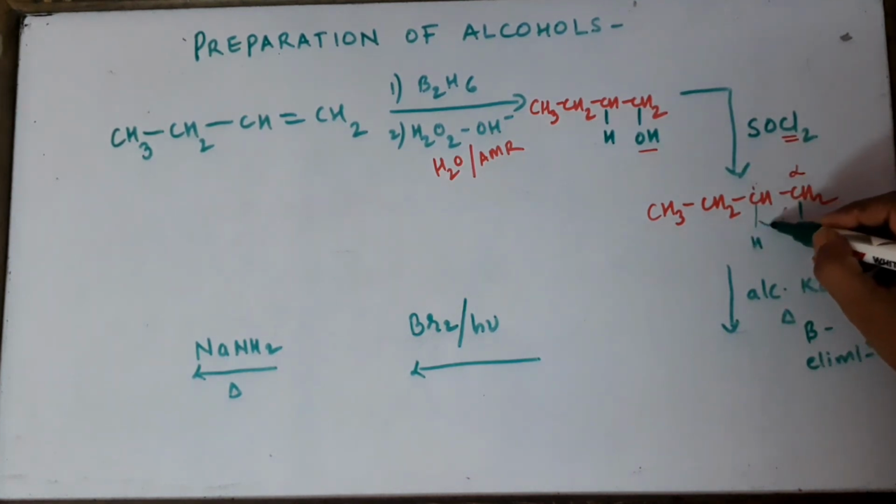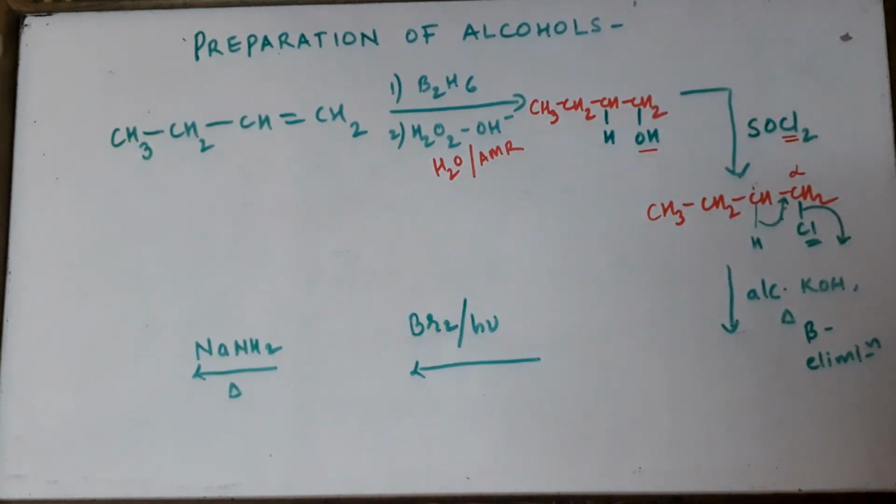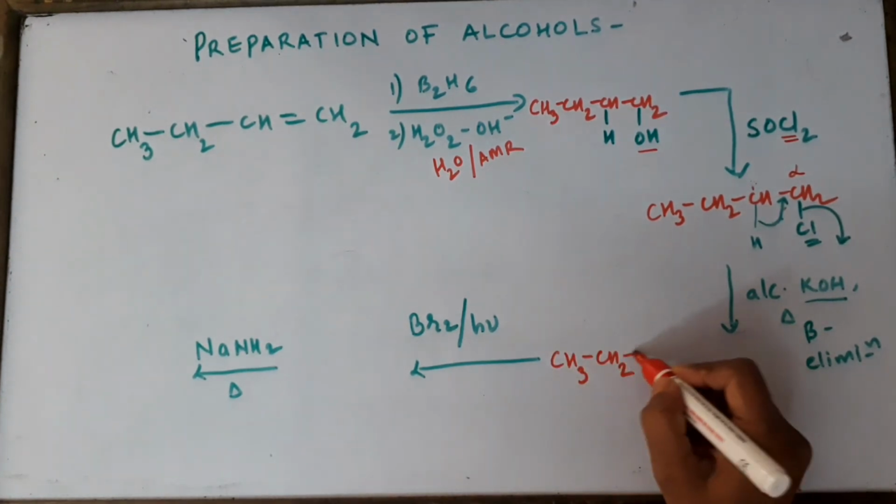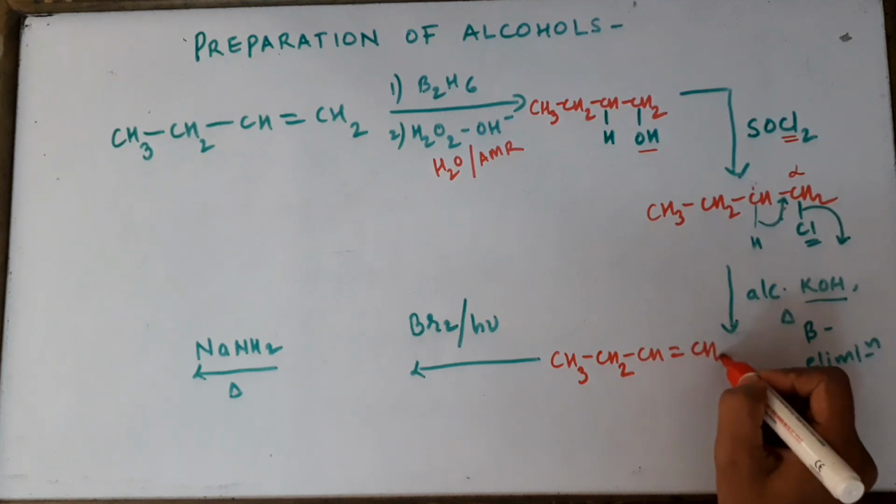So the H plus will be going out like this without the electrons, and the Cl goes with the electrons. What we are using here is a strong base which is going to pull out the H plus. The product would look like this: CH3, CH2, CH, double bond CH2.